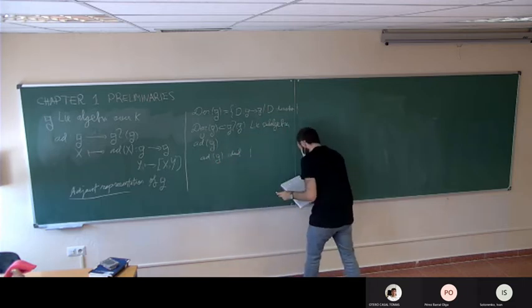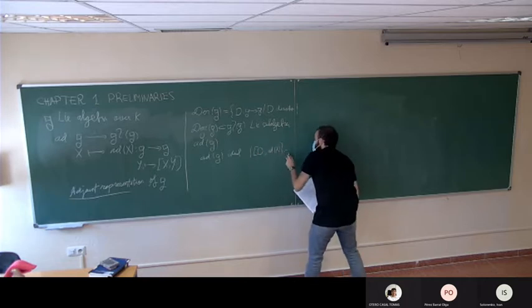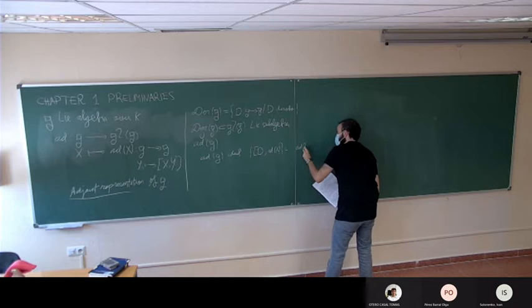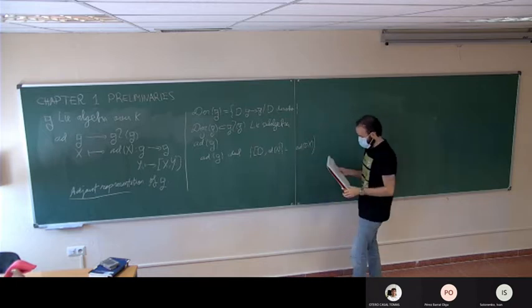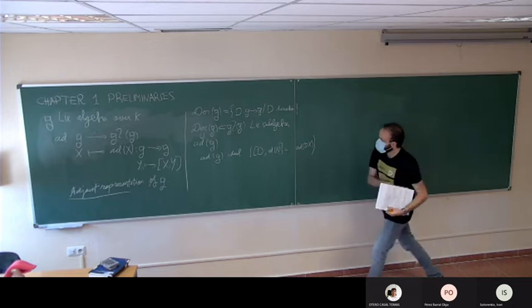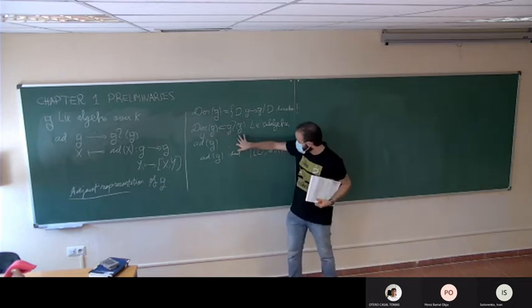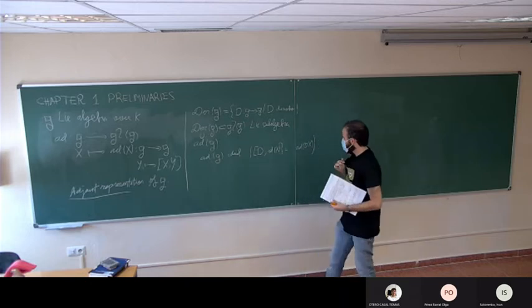And it's an ideal because one can check very easily that if you take a derivation D and a transformation of the form ad x, the bracket of D and ad x is equal to ad of dx. Okay? So it's an ideal in the derivations, right? Yes, it's an ideal here. It need not be an ideal in the set of all endomorphisms.